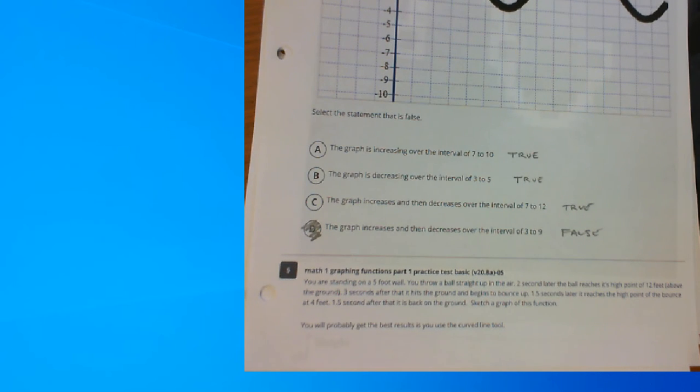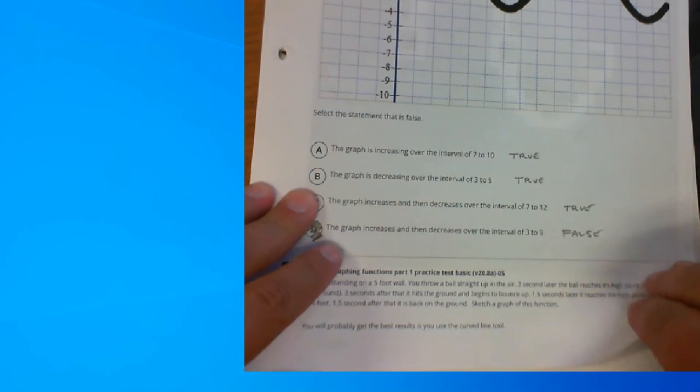You are standing on a 5-foot wall. You throw a ball straight up in the air. 2 seconds later, the ball reaches its high point of 12 feet. 3 seconds after that, it hits the ground and begins to bounce. 1.5 seconds later, it reaches the high point of the bounce at 4 feet, and then 1.5 seconds after that, it's back on the ground. Sketch a graph of this. Here's my graph.